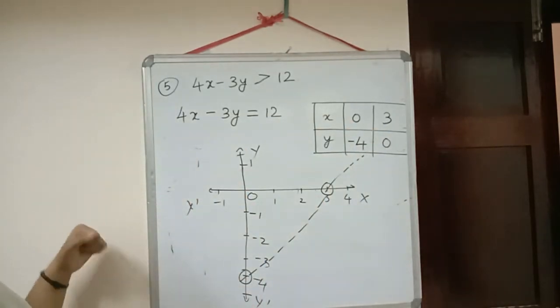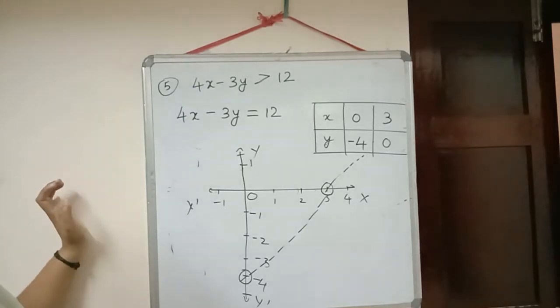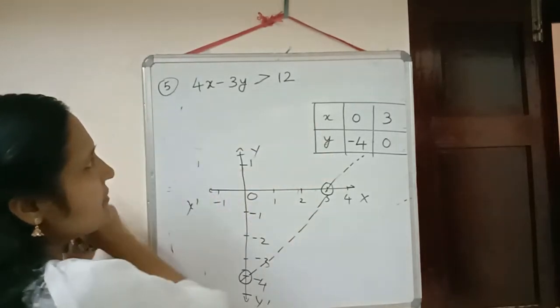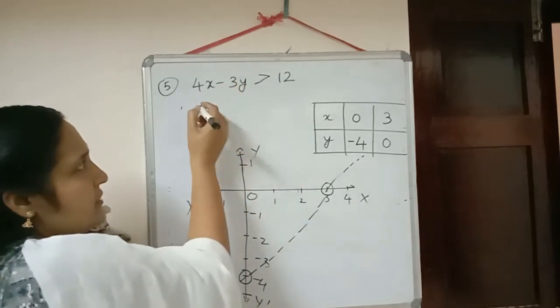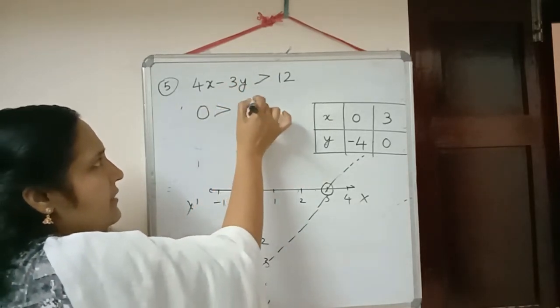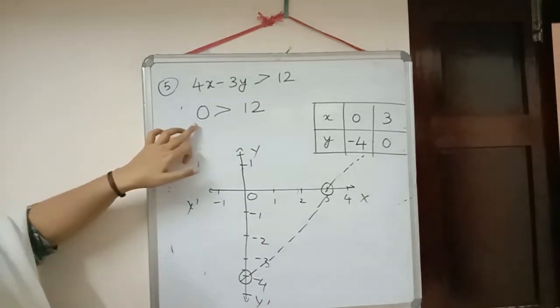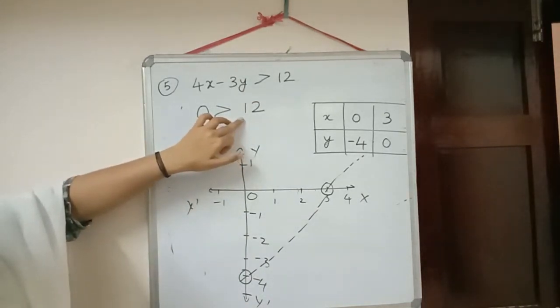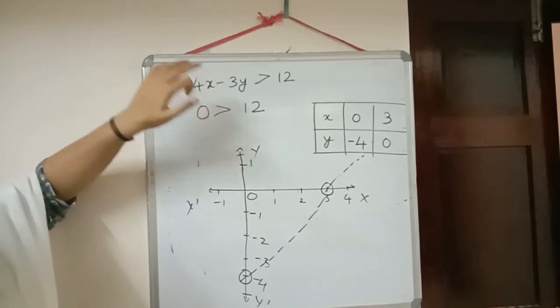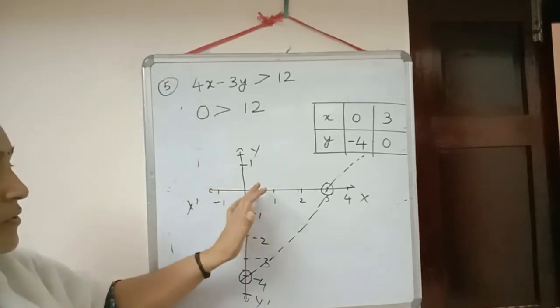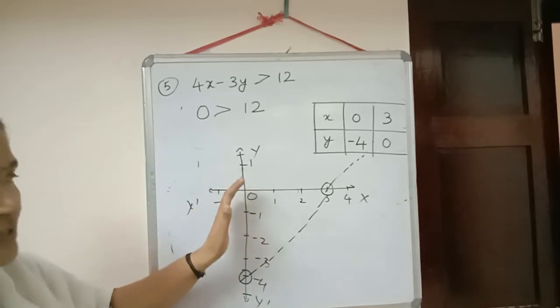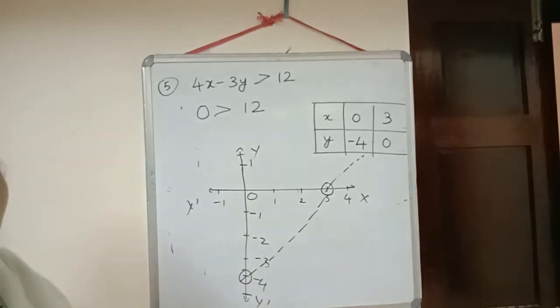Now what we will do? We will substitute x equal to 0 and y equal to 0 to check what will come. When we substitute x equal to 0, 4 into 0, minus 3 into 0, 0 minus 0 is 0. Is 0 greater than 12? Is it correct? No, that is wrong. It means the origin will not satisfy the given inequation. So in the solution region, the origin should not be there. So the solution region will be on the opposite side of the origin.